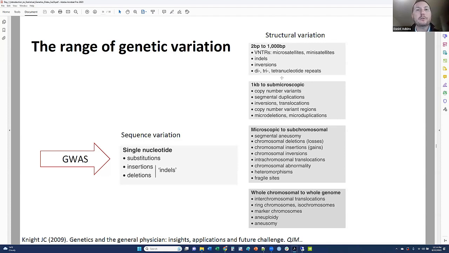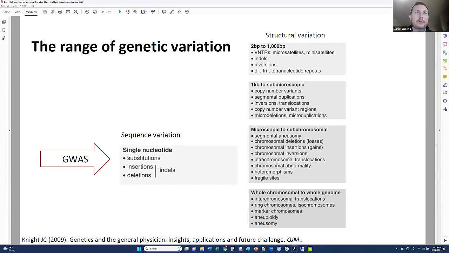And again, disorders that are caused by a single or a handful of genetic variations. And we can think of structural variants, we can categorize them by how large they are, right? So you can have small structural variants like variable nucleotide tandem repeats, microsatellites, minisatellites. You can have larger indels.